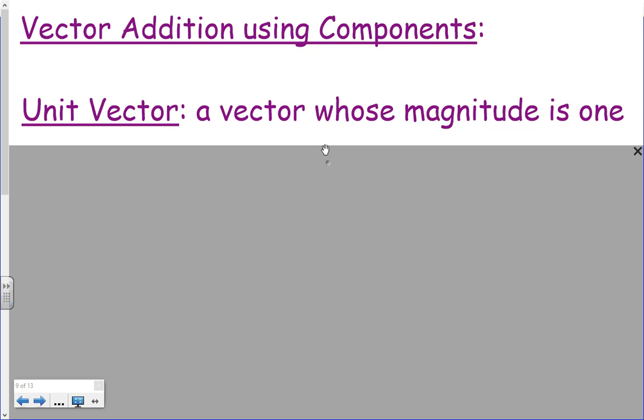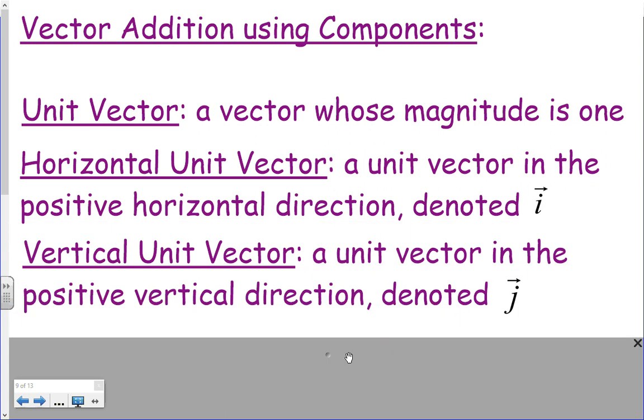So when we use the term unit here for a unit vector, we're talking about a vector whose magnitude is 1. Notice that this doesn't say anything about its direction, just its magnitude. So a unit vector is a vector whose magnitude is just 1. We have two special vectors then that we're going to work with: a horizontal unit vector and a vertical unit vector. These two vectors have a magnitude of 1 because they're unit vectors, but this gives them a direction now when we talk about a horizontal unit vector and a vertical unit vector. So this will define for us both a direction and a magnitude.